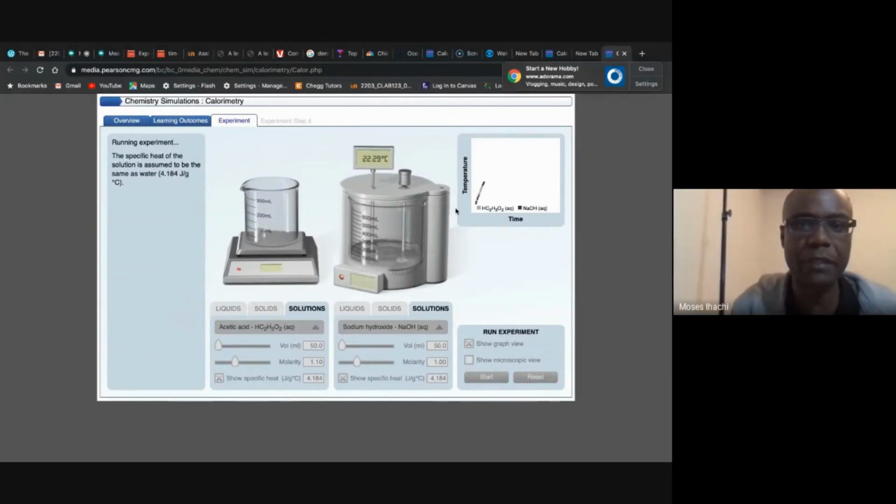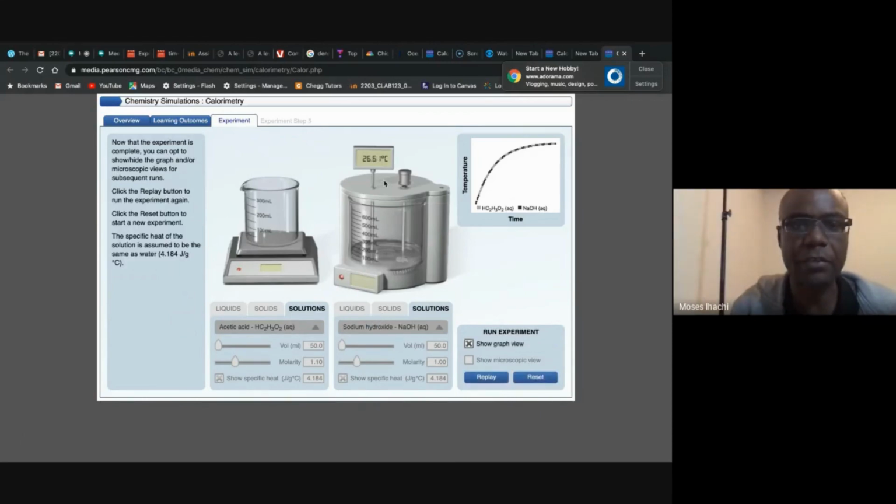The temperature is rising, the graph is going up. So this is an exothermic reaction. The system, acetic acid and sodium hydroxide, are losing heat energy to the surrounding, which is the water. We are checking the temperature of the surrounding, which is the water. The temperature is increasing. So Q of the system, the reactants, will be negative. Q of the surrounding will be positive.